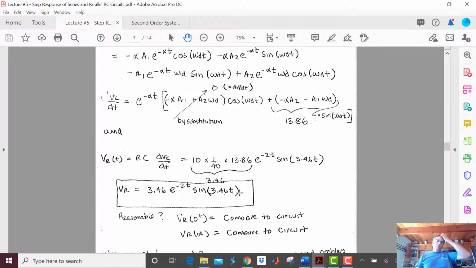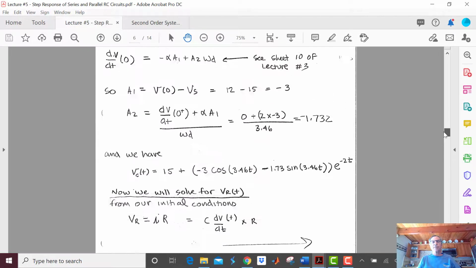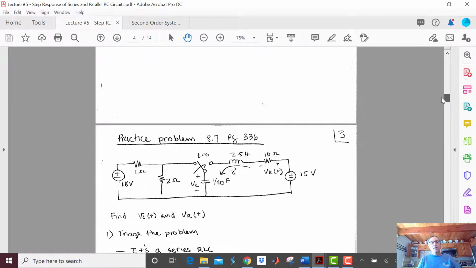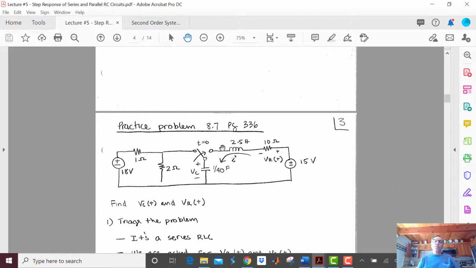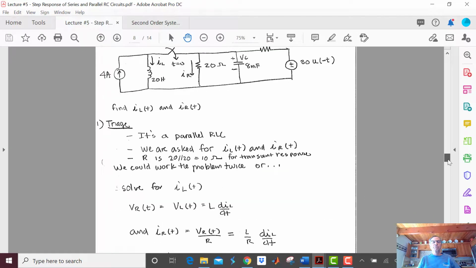So is this reasonable? Let's look at VR. At time equals 0, this sine is going to be a 0, so there's going to be no voltage across that resistor. Let's go up to the circuit. Time equals 0, remember I'm going to have no initial current in the inductor at t equals 0 minus. That means no current in the inductor at t equals 0 plus. No current, no voltage. So I like that result.